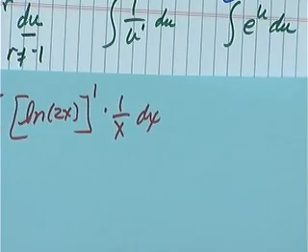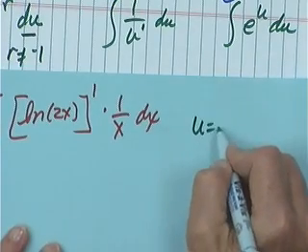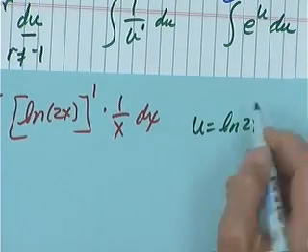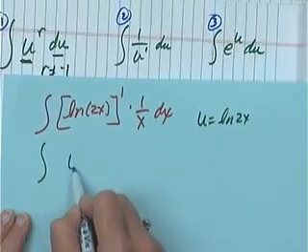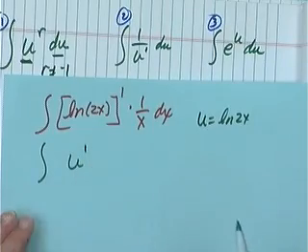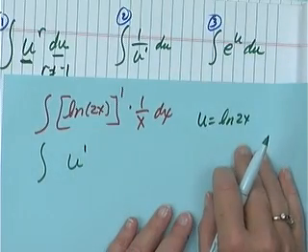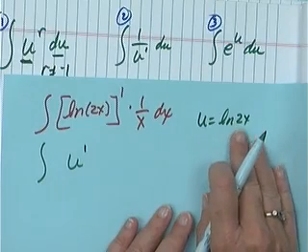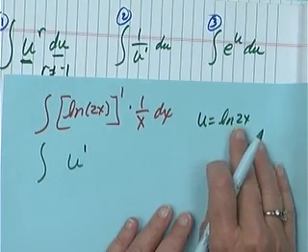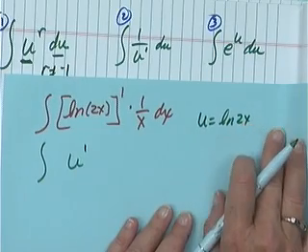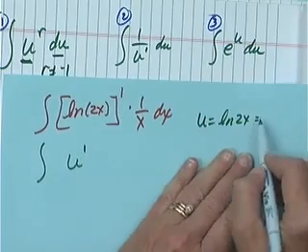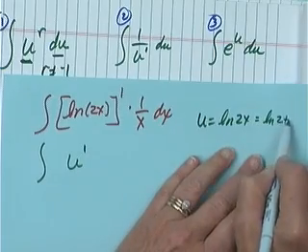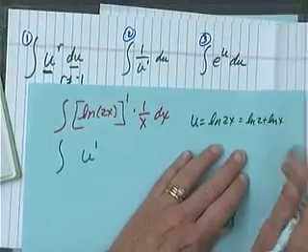All right, so let's come over to the side. u is equal to natural log 2x. Come right underneath, u to the first. The next step is always to take the derivative. Remember, you can use your chain rule here, or you could write this as natural log of 2 plus natural log of x using your properties of logarithms.